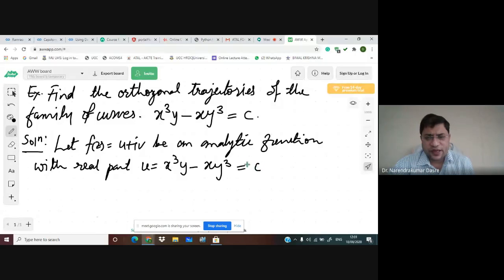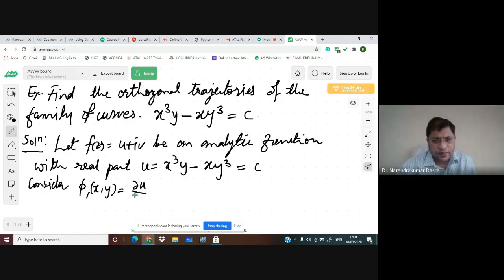Now in this example, we have to be careful that c is the given constant, and hence we cannot use this c onwards. So the first step for the Milne-Thompson method is this one. Now consider the second step. As there is a real part, phi 1 of x y is equal to del u by del x, and here this is going to be 3x square y minus y cube.